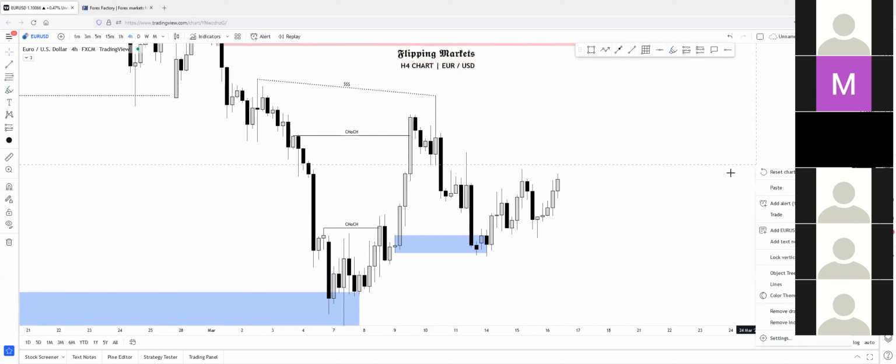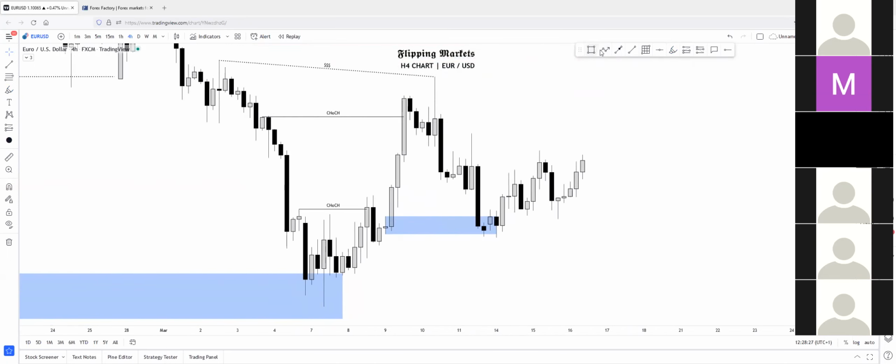Okay, what else can we see? We can see that price has tapped this demand zone from a 4-hour supply zone. So we have this invaluable 4-hour supply zone at this region. And why am I saying that it's invaluable? I'm just asking you again. Why am I saying that this supply is invaluable?